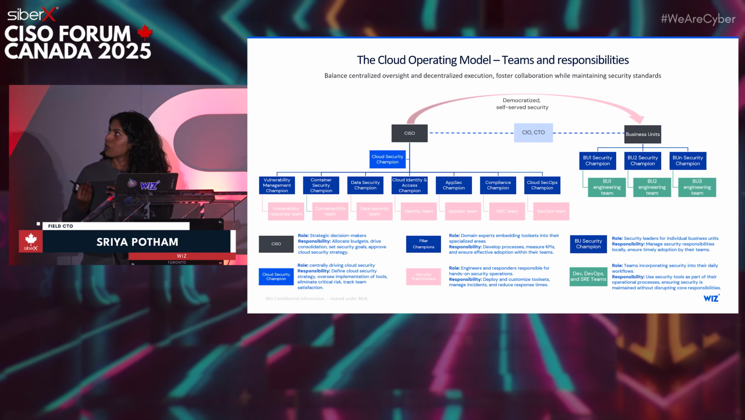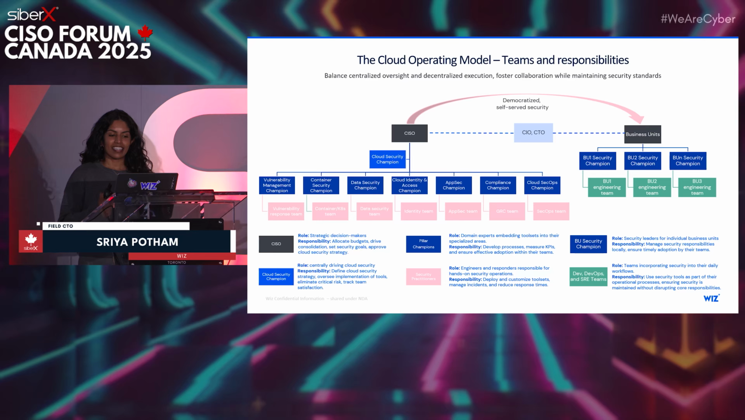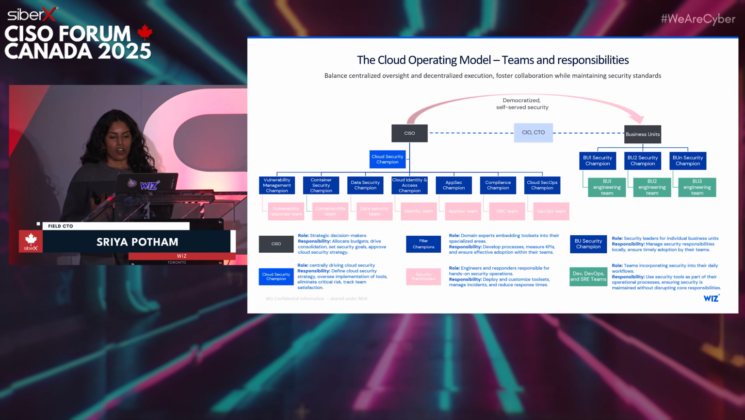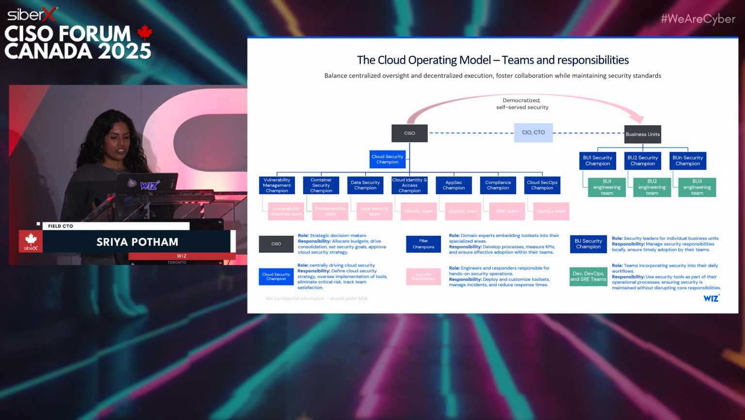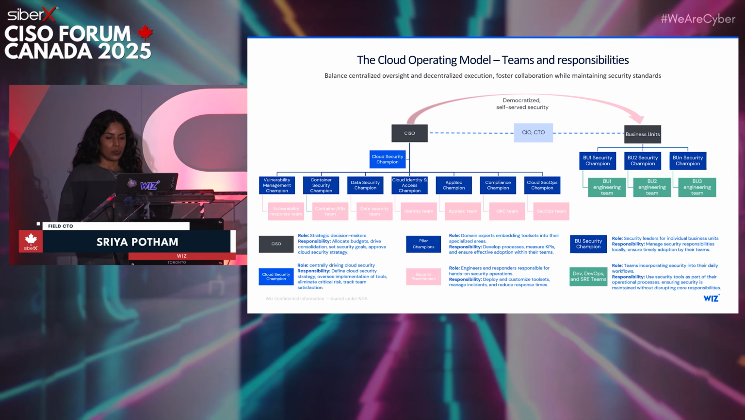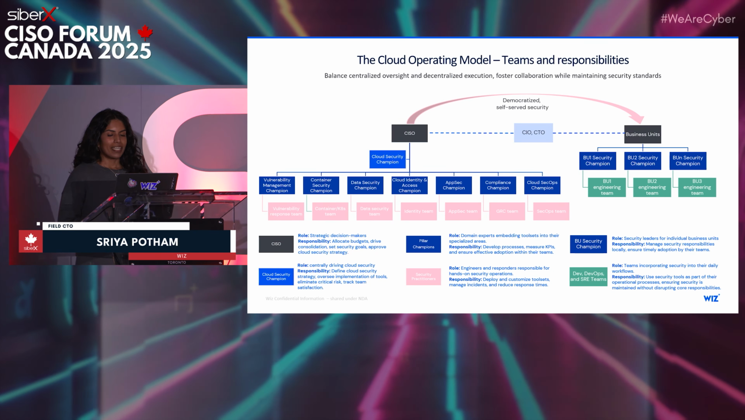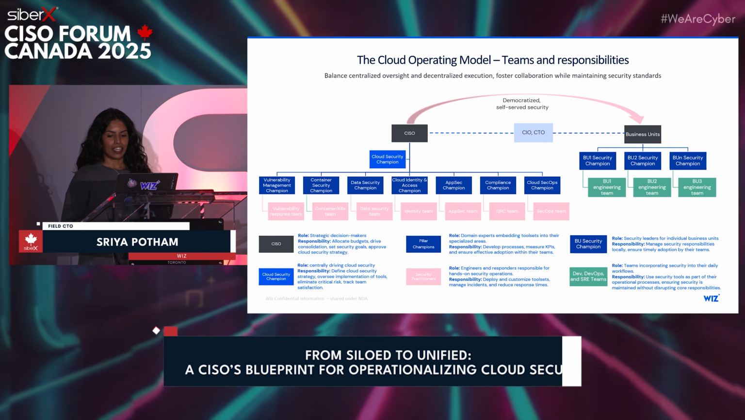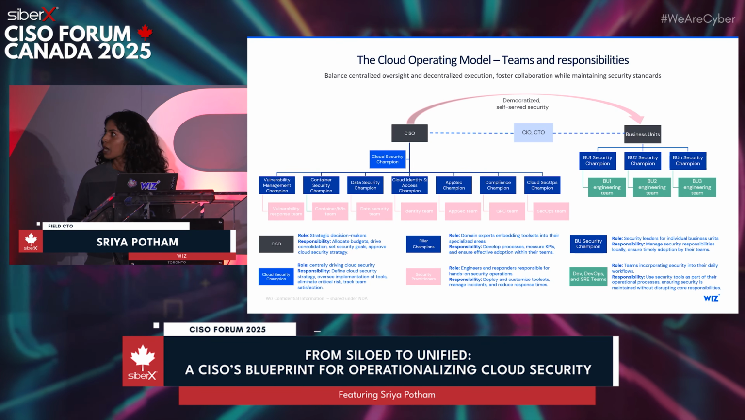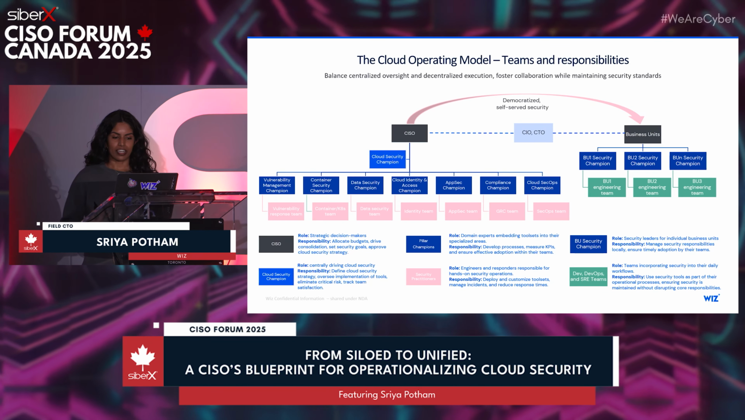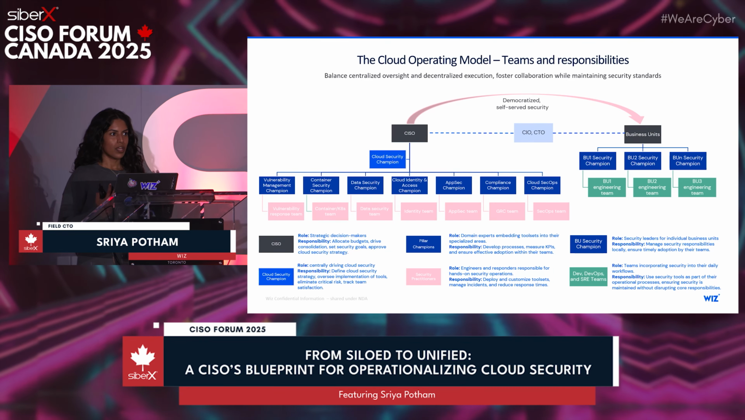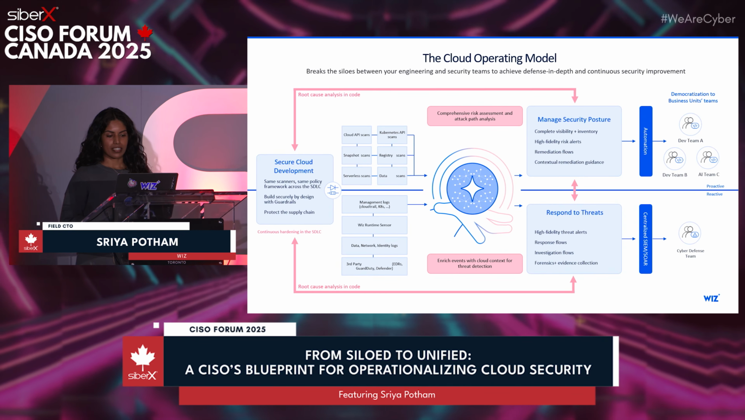All in all, really what I want you to take away from this slide is that in this model, we're decentralizing execution by empowering teams to do the work while maintaining centralized visibility and oversight. It's a collaborative approach that ensures security is embedded throughout the organization without creating specific bottlenecks.